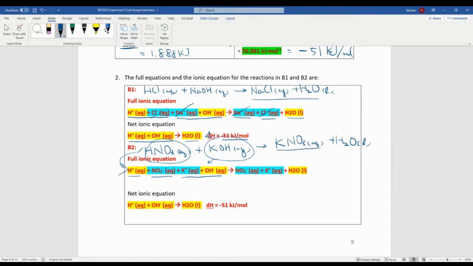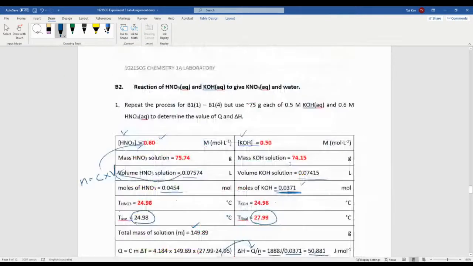And then since the potassium nitrate is still aqueous, it will be K plus NO3 minus plus water. For the net ionic equation, you just need to cancel the spectators, which are nitrate and K plus, right? So the net ionic equation should be the same as P1, and then the change in enthalpy should be about minus 51 kilojoules per mole.